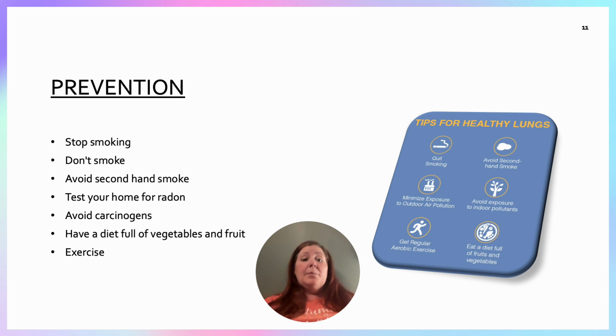All right, we're going to be talking about prevention of lung cancer. While there's no way to actually prevent it, you can reduce your risk. First off, by not smoking. Avoiding secondhand smoke when you can. If you're already smoking, stop smoking at the soonest possible point. You can have your home tested for radon. You can avoid carcinogens at work. And you can eat a diet full of fresh fruits and vegetables. And it's always recommended to work out most days of the week.